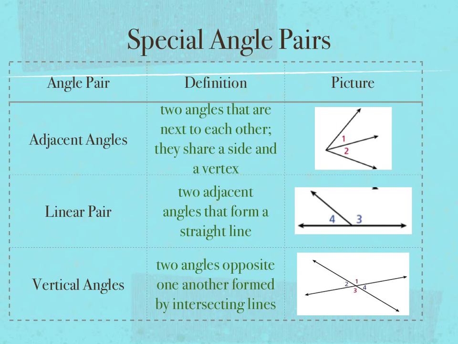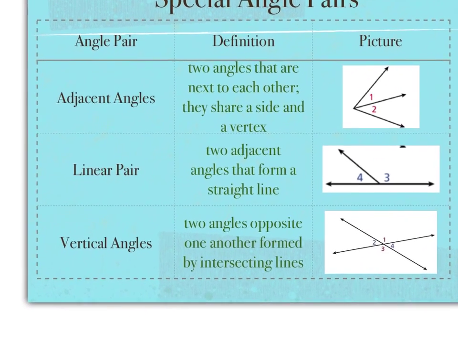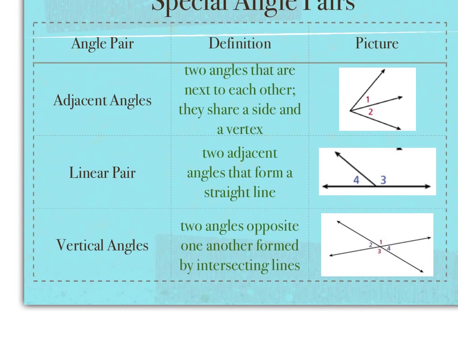All right, some pairs of angles. These are important. Adjacent angles. What does adjacent mean again? You remember adjacent? Next to. Adjacent means next to. Two angles that are next to each other. They are next to each other and they share a side. So see how they have this side in common? That makes them adjacent angles.